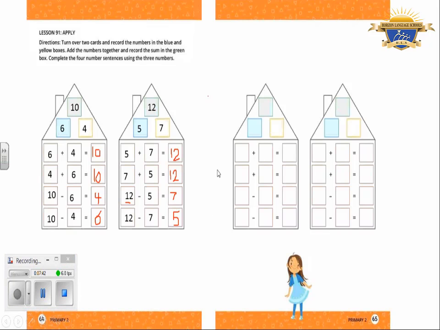The next house we will have number 6 and number 12, and the missing number is 18 because 12 plus 6 equals 18. For this house we have number 5 and number 15, and we need to add those two numbers to get the missing number. 15 plus 5 equals, excellent, 20. I will leave those two houses for you to practice at home. And let's take page number 66.